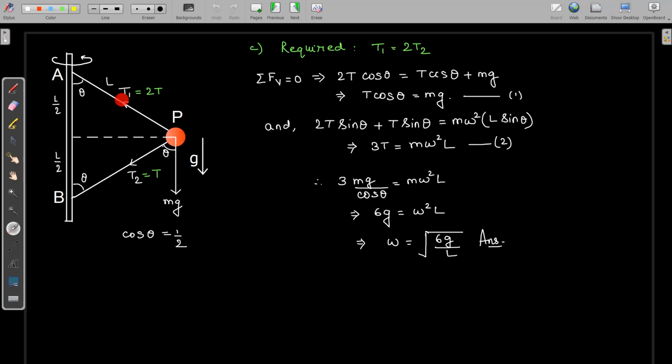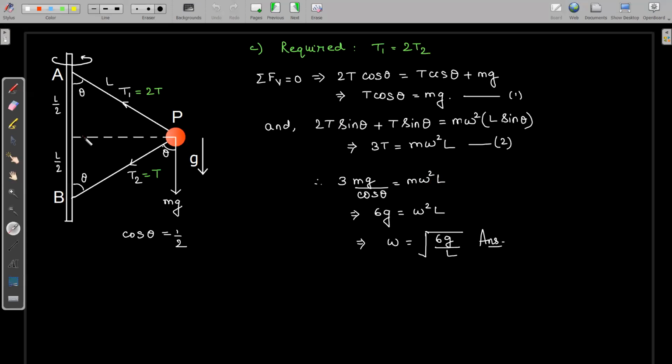And the sine components of these tensions will be providing the centripetal acceleration. So 2T sine theta plus T sine theta will be equal to m omega square into radius, which is L sine theta. So the value of 3T comes out to be m omega square L. So I'm replacing the value of tension T from this first expression, which is mg by cos theta. So 3 mg by cos theta is m omega square L.